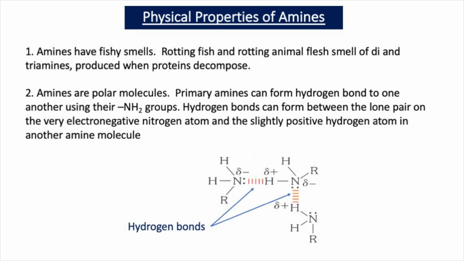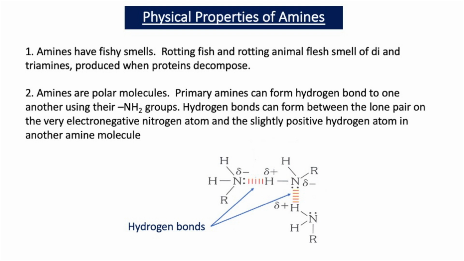Now in this diagram I've drawn 3 primary amine molecules, and you can see that the hydrogen bonds form between the delta negative nitrogen atoms and the delta positive hydrogen atoms on another amine molecule. And notice that in an amine there's 1 lone pair on the nitrogen that is contributing to the hydrogen bond.